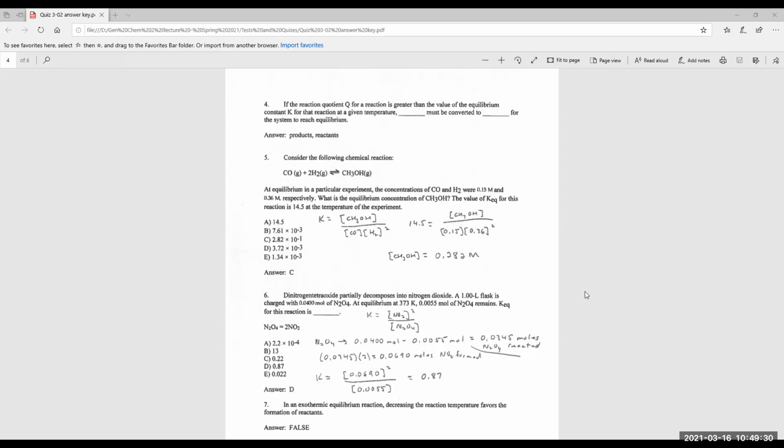It's a 1 liter flask, so we don't have to do any conversions to get into molarity, because that's moles per liter. We can then plug those two values in: 0.0690 squared divided by 0.0055, to give us a value of 0.87.